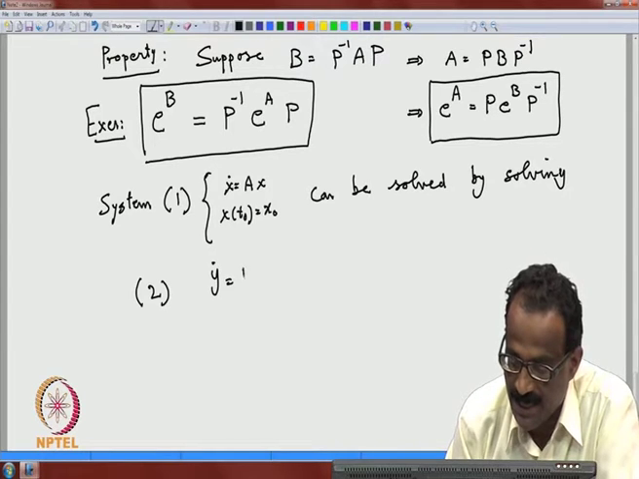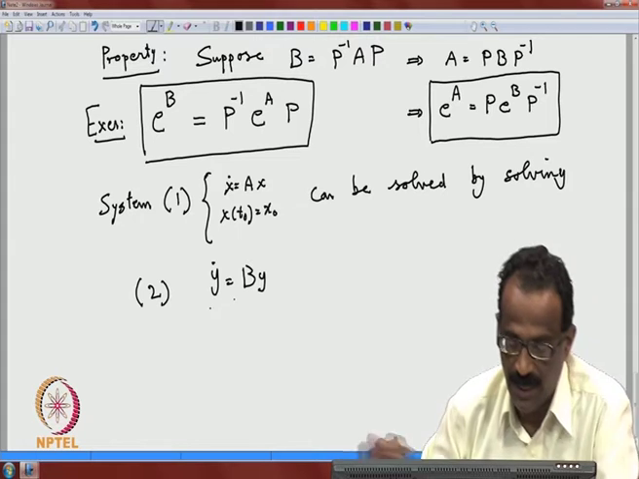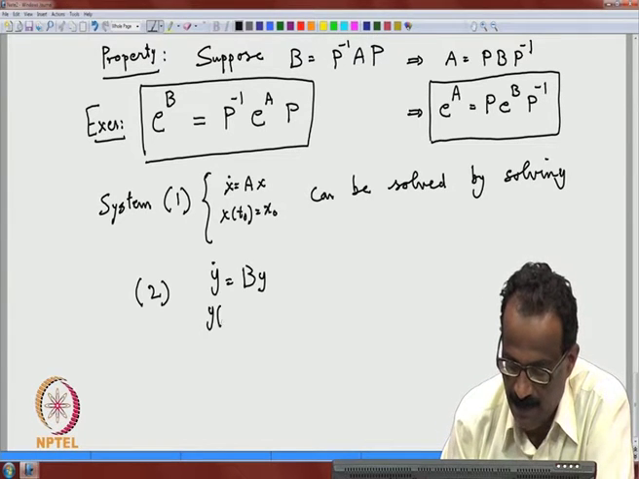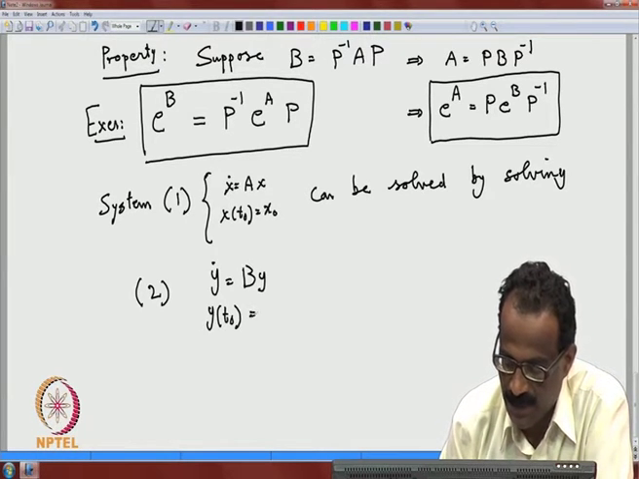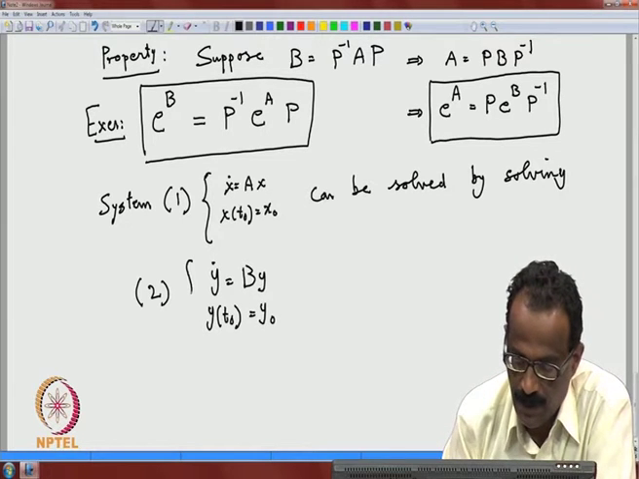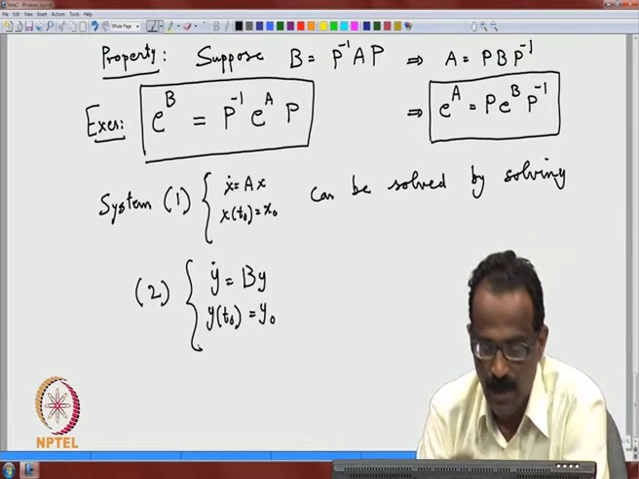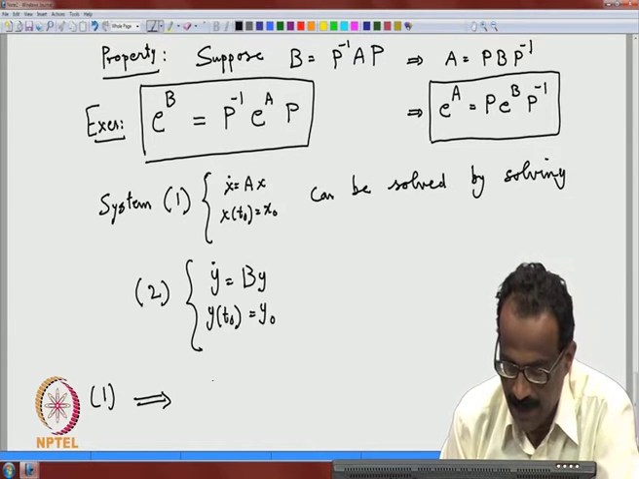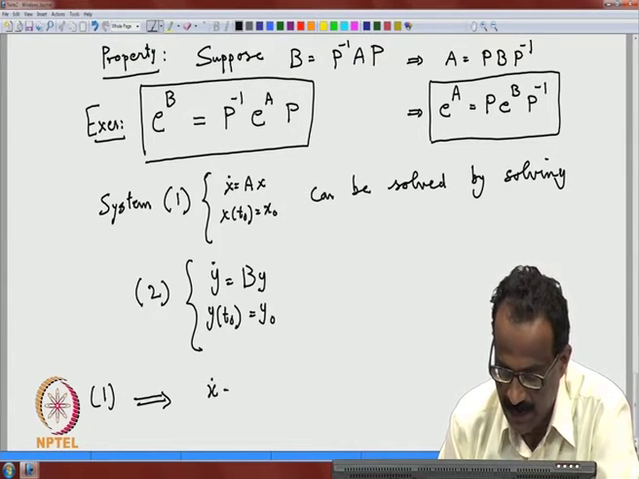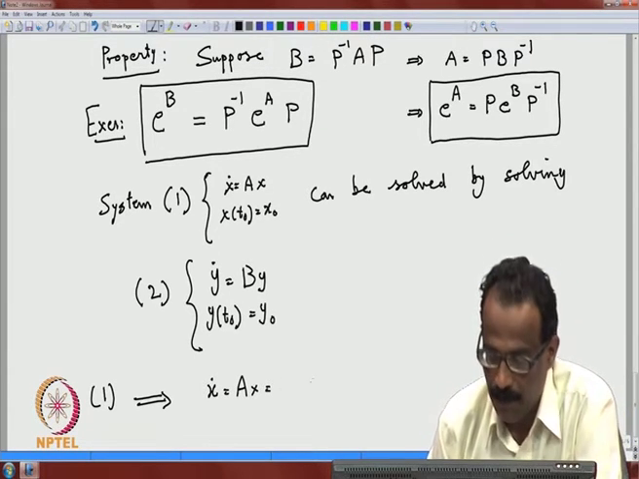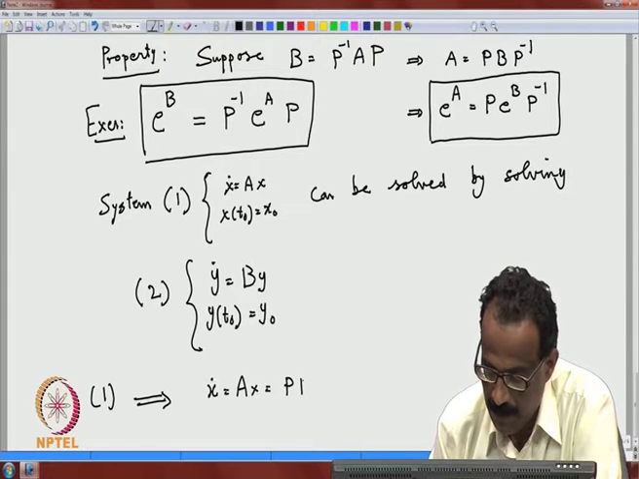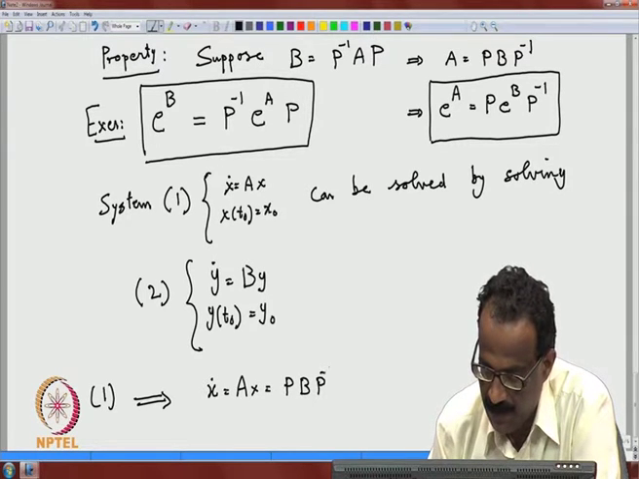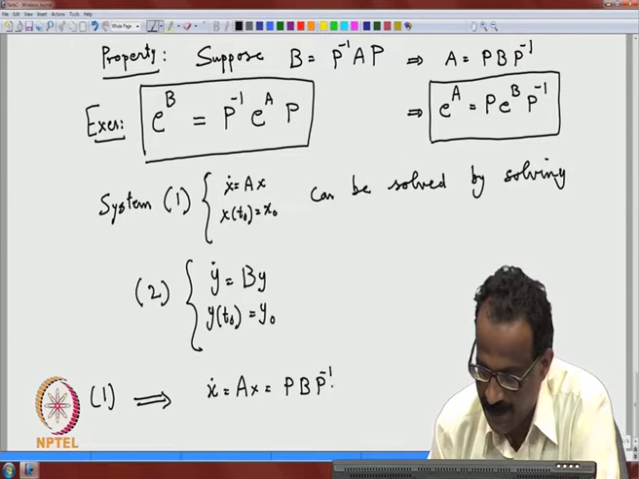So, I introduce a system y dot equal to By, with y at t naught equal to some y naught, which we will solve. How do you achieve this one? So, recall. What is 1? 1 gives x dot is equal to Ax, but what is Ax? It is nothing but P B P inverse of x.